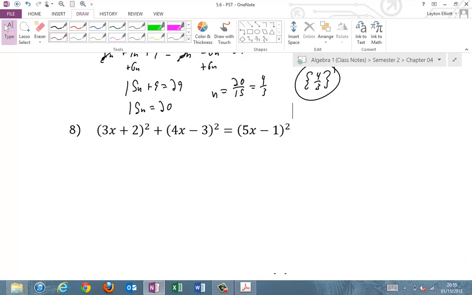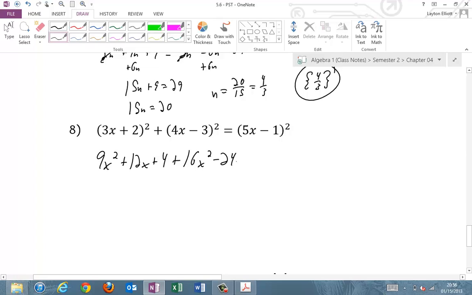Last one. Square the 3x plus 2. We get 9x squared plus 2 times 2 times 3 is 12x plus 4. Then we have a plus 4x squared, which is 16x squared. 2 times negative 3 times 4 is negative 24x. Then plus 9 equals, and this is going to be 25x squared, 2 times 1 times 5 minus 10x, and plus 1.